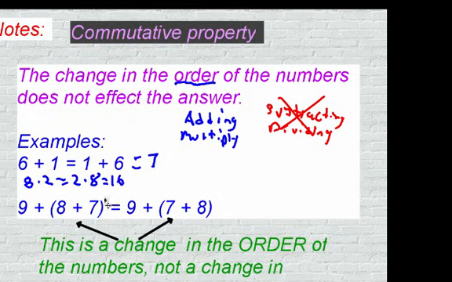9 plus 8 plus 7 equals 9 plus 7 plus 8. A lot of people get confused because when they see parentheses, they immediately think associative property. But if we look, this is a change in the order of the numbers. I did 8 plus 7, and here I did 7 plus 8. It is not a change in the grouping. All right? If it was a change in the grouping, then we'd be talking the associative property. But because it's a change in the order, we're talking about the commutative property.